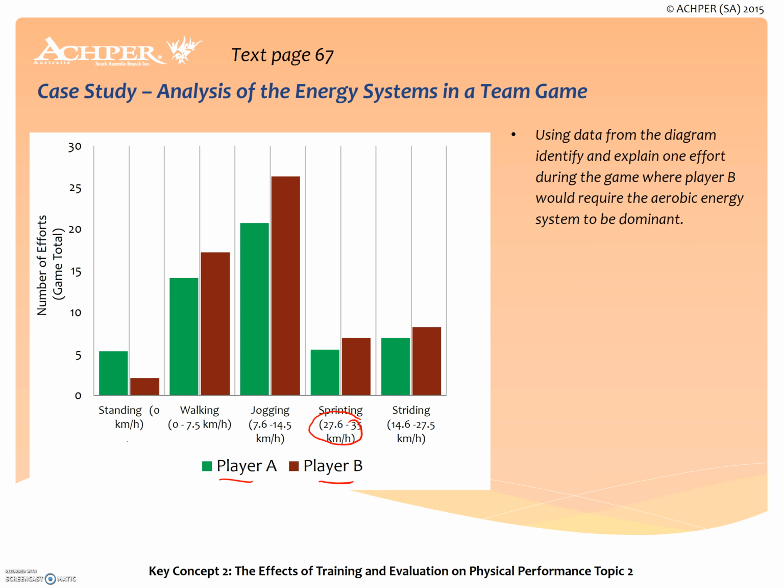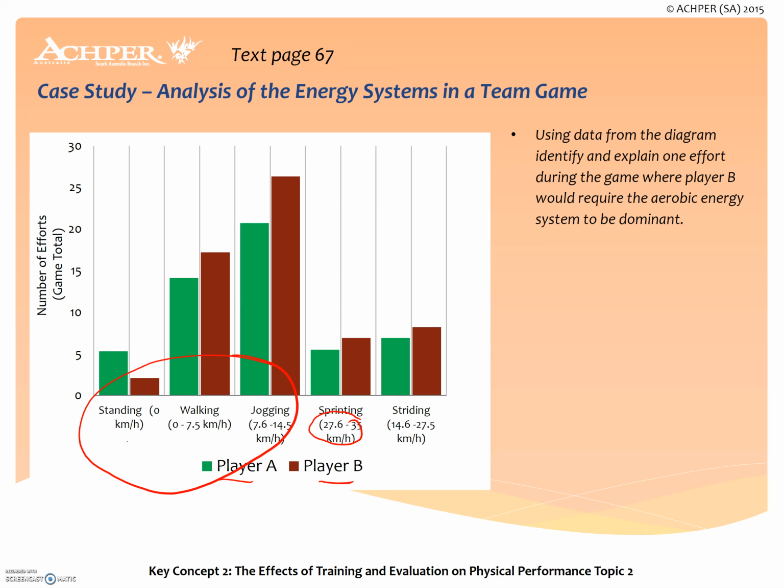So the question here asks us to use data from the diagram to explain and identify one effort during the game where player B would require the aerobic energy system to be dominant. So we don't even need to look at the kilometers per hour. We can identify the intensity just through the action that we know is standing, walking, jogging compared to sprinting and striding. Now I would say we could pull data from any of these three options here. So standing, walking or jogging, where we could say the aerobic system would be dominant.